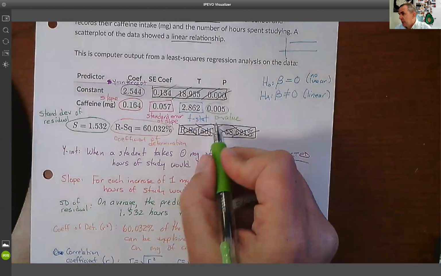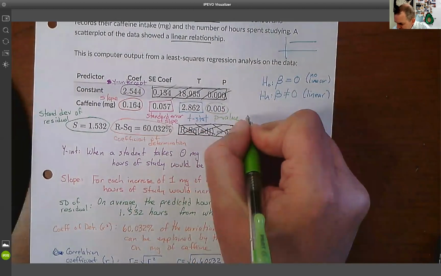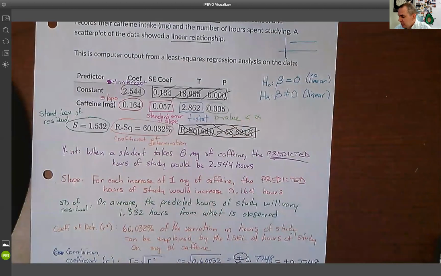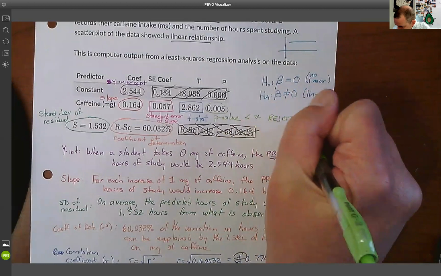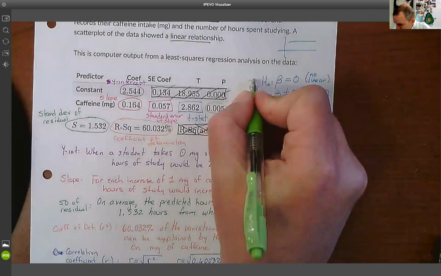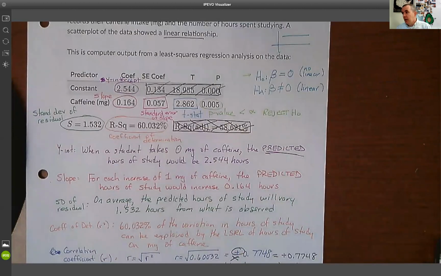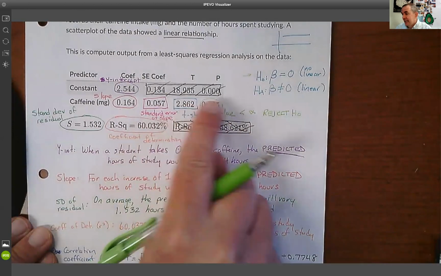And very small p-value, right? If I were to compare that p-value to an alpha of 0.05, it's less than any kind of realistic alpha. We would reject the null hypothesis. In other words, we would reject that there's no linear relationship. We would conclude that there is likely a linear relationship. So that is what those three numbers are. It's the standard error, it's the t-statistic, and it's the p-value.